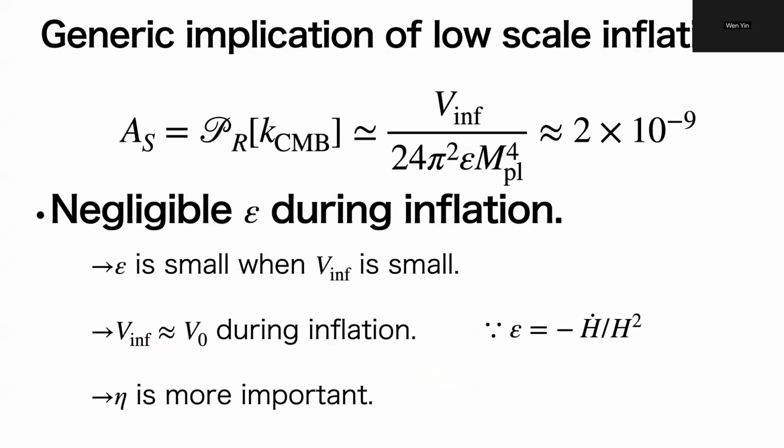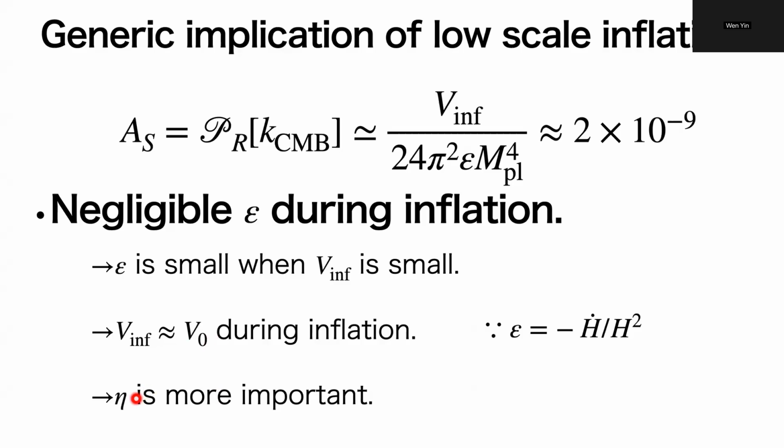Okay, now we are ready to discuss the generic implication of low-scale inflation. From the scalar amplitude, one can get the ratio of V, the potential during inflation, and the first slow-roll parameter. So immediately we can find that when V is small, epsilon, the first slow-roll parameter, is also small. Therefore, usually this epsilon is negligible during inflation for low scale. Then we can find that V-inf can be safely approximated by V0, so the change of the potential can be just neglected during inflation.